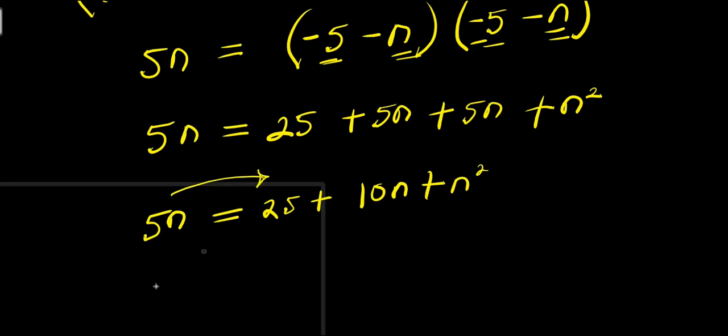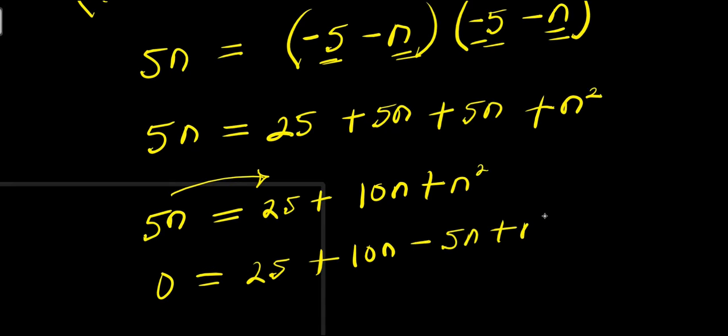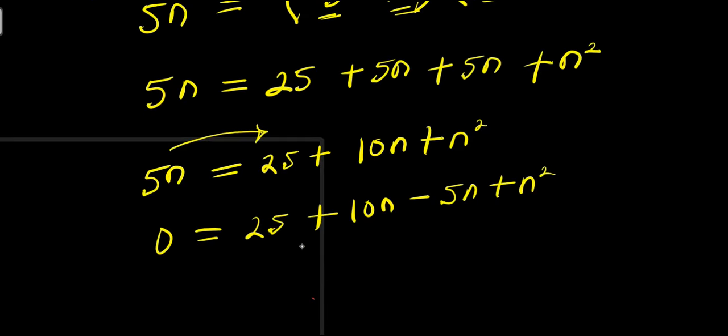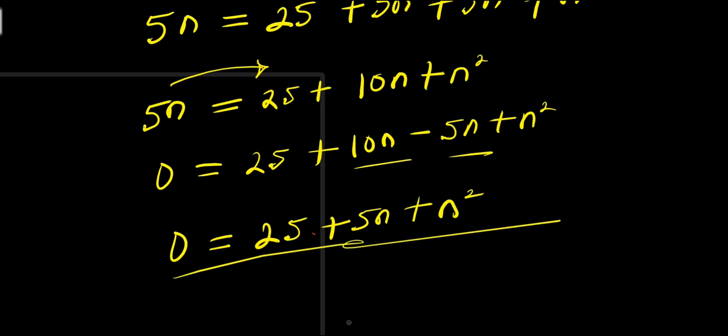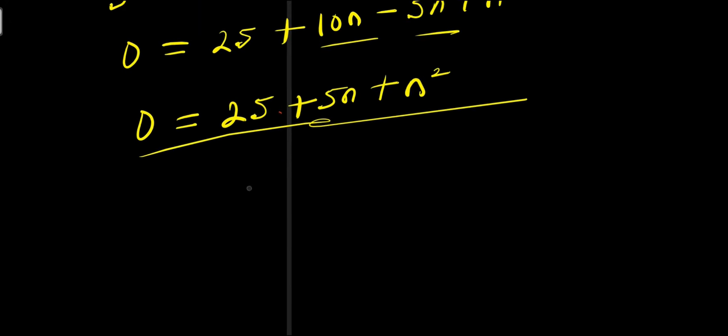I move 5n over here. I have 0 equals 25 plus 10n minus 5n plus n squared. So from here, I have 0 equals 25, then 10n minus 5n, I have plus 5n plus n squared. Let's rearrange this. I have n squared plus 5n plus 25 equals 0.